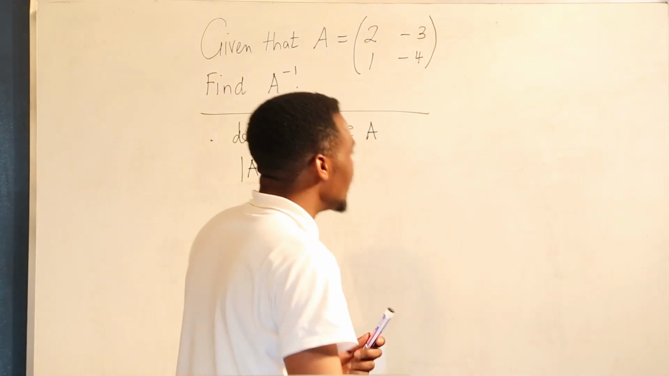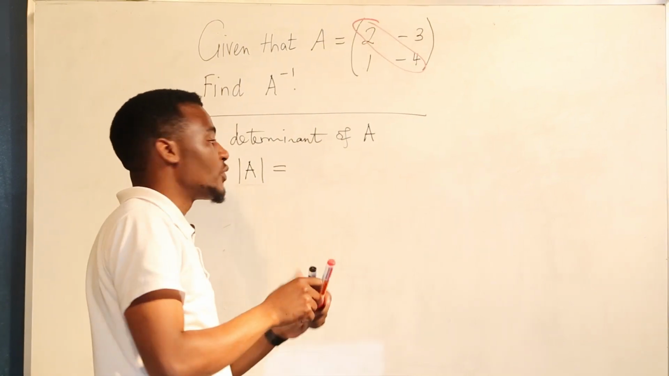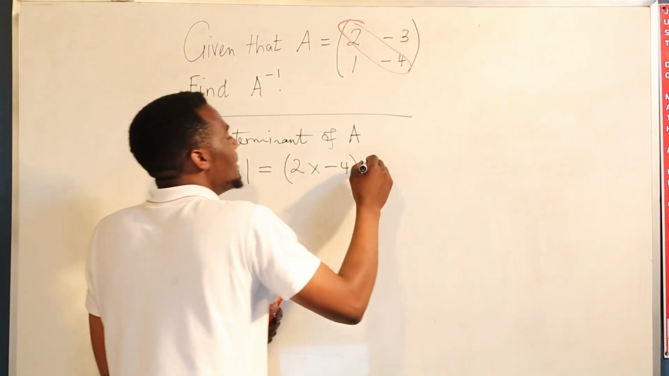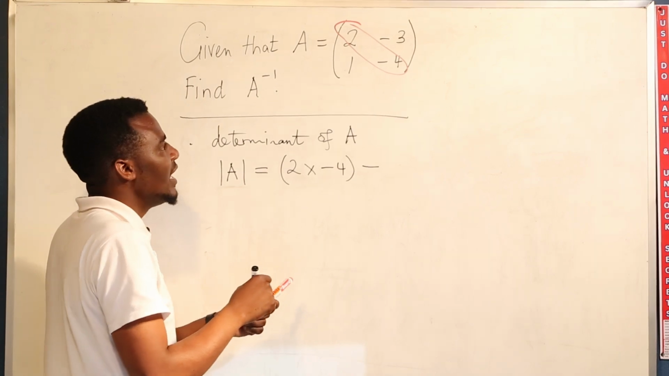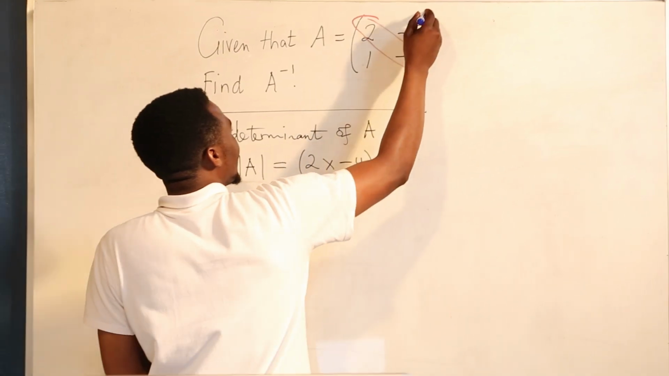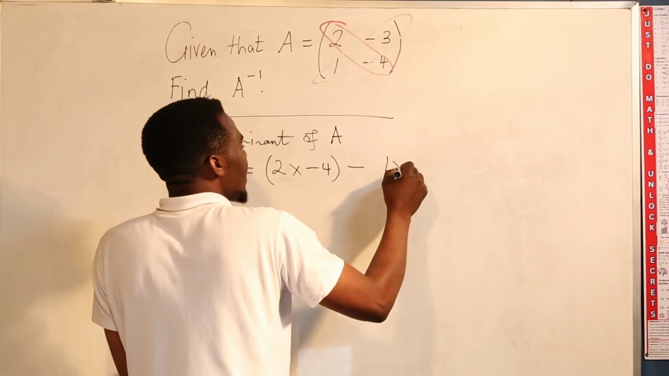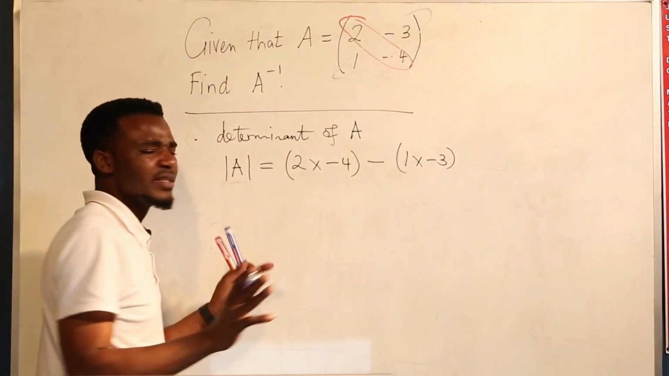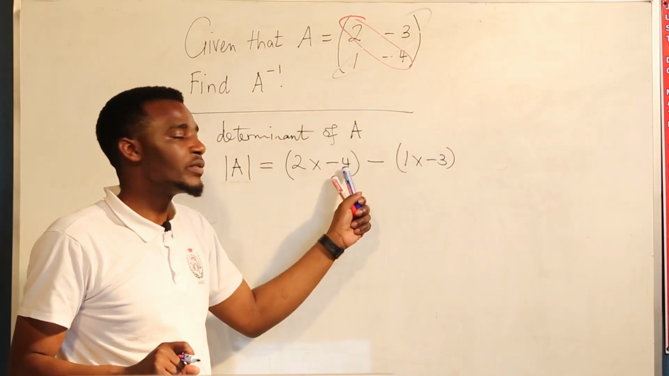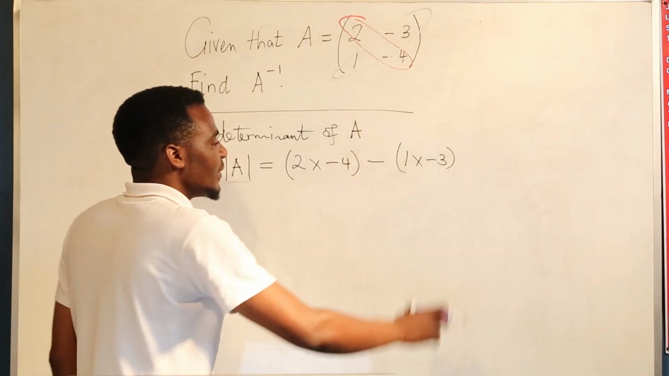You simply take the elements in this diagonal and multiply them together. So here you're going to get 2 times -4, minus, you're also going to take the elements in the other diagonal and multiply those as well: 1 times -3. The process is very simple. Find the product of the elements in the leading diagonal, minus the product of the elements in the other diagonal. This is what we've done.